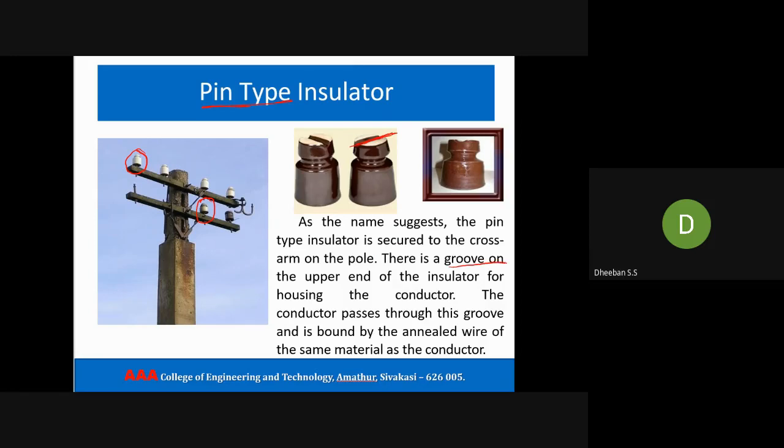As I said, there is a groove on the upper end of the insulator for housing the conductor. Over this only the conductor will be moved. In case of a very high current passing over this conductor, this insulator limits it. That's the main purpose of it. The conductor passed through this groove is bound by annealed wire. You might have studied the annealing process; here it means a zinc coating is given over the conductor.